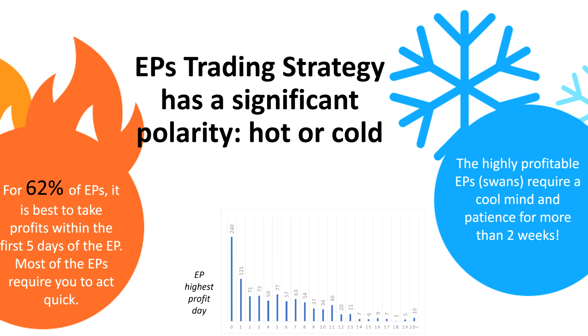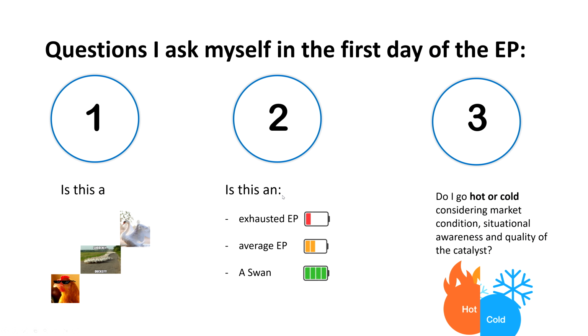Do you go hot, meaning you go out within the first 5 days because you know that the profit is in the first 5 days? A lot of times, even in the first day, the high of the day of the EP day is in 24% of the cases the highest profit day, so you'll even go out on day 0. Or you trust the stock and the catalyst, stay cool and wait for a while to get into those absolutely life-changing EPs, the swans. So that's something to have in mind when trading the EPs.